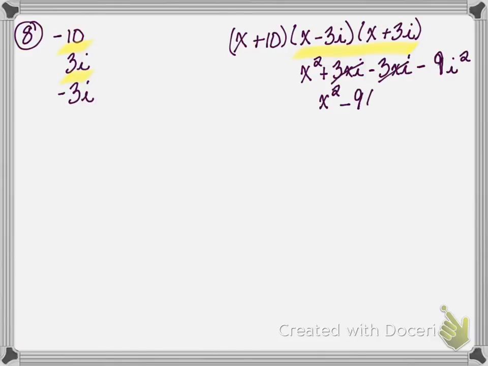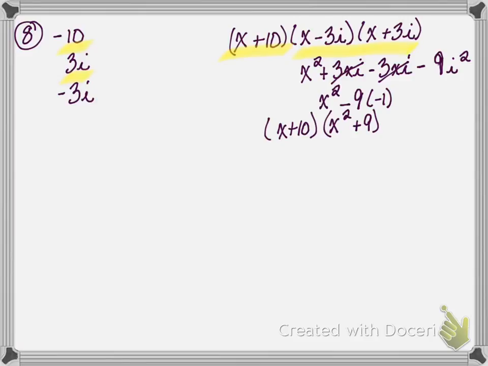Our i squared becomes negative 1. So then I am left with x squared plus 9. And so we have a nice binomial that we can FOIL with our other binomial. So we have x plus 10. Now we are going to take x plus 10 and FOIL that with x squared plus 9. And we're dealing with all rational numbers here now, so we don't have to worry about any conjugates.